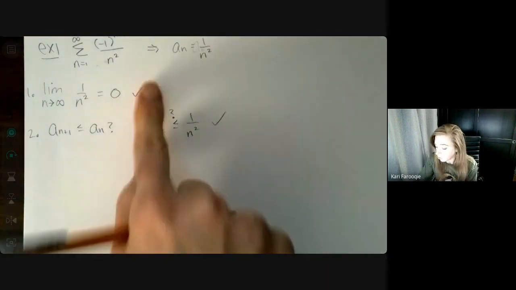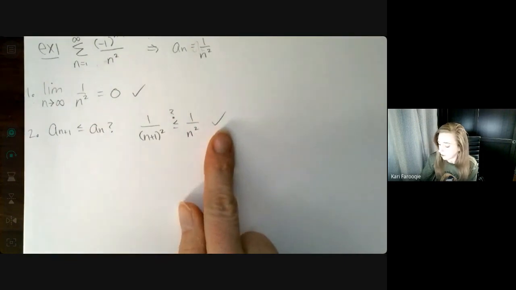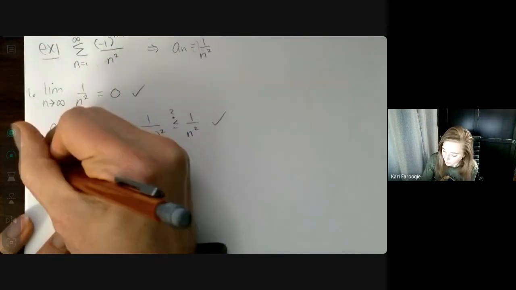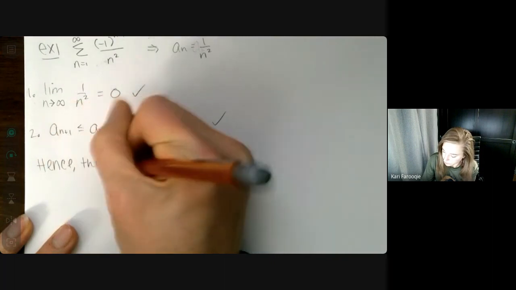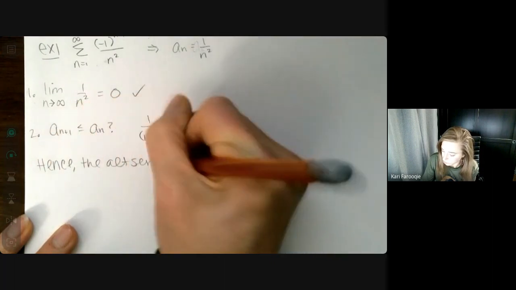As long as you've shown that these two conditions are met, then you would say, hence, the alternating series is convergent.